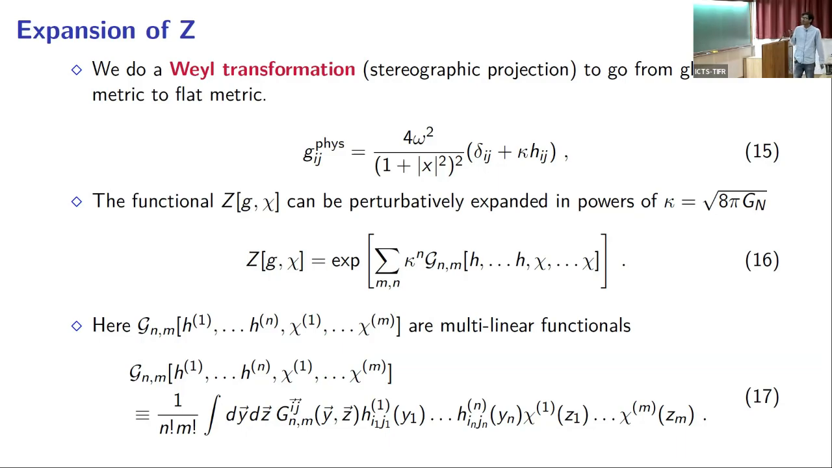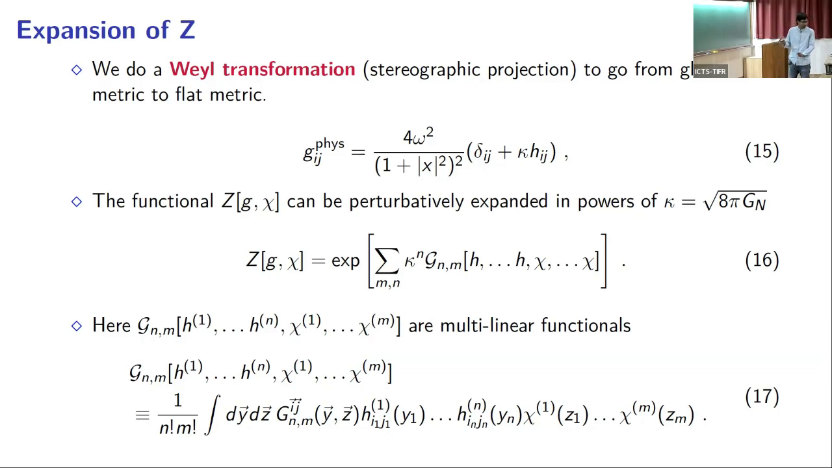So up to this point, there is no expansion over kappa. We are doing some perturbation about large omega. Now, for the J part only, we are doing an expansion over kappa. And this curly G, these are multilinear functionals, where you can see there is some h insertion, some chi insertion, and there is some coefficient function G.